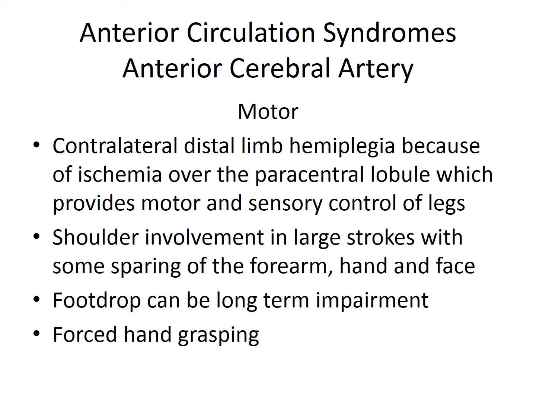So specifically with anterior circulation syndrome, specifically the anterior cerebral artery, the motor impairments we would see contralateral distal limb hemiplegia because of ischemia over the paracentral lobule, which provides motor and sensory control of the legs. We'll also see shoulder involvement in large strokes with some sparing of the forearm, hand, and face. We'll also see foot drop. It can be a long-term impairment, and we will also see some type of forced hand grasping.